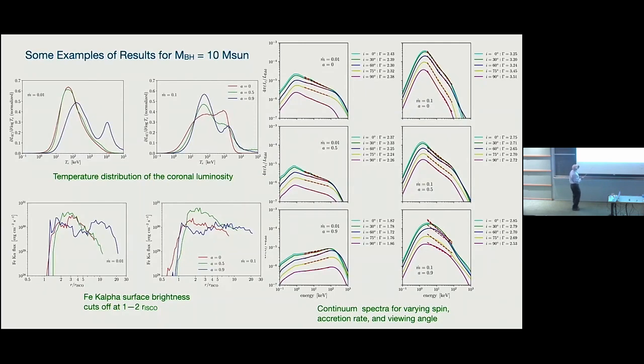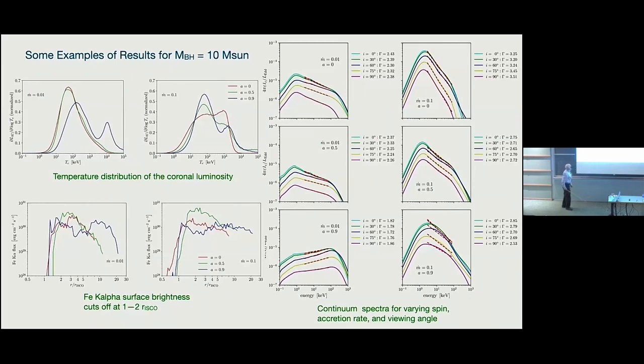So for example, you can measure the temperature distribution of the coronal luminosity. That is to say, how much power comes from regions with what electron temperature. You probably can't see the scale. This is 10 keV here. This is 10 MeV up here. The color coding is in this legend up here, 3 different spin cases. The spin parameter is 0, 0.5, and 0.9. These legends are the accretion rate in Eddington units, 0.01 here, 0.1 there. That's true for those as well.